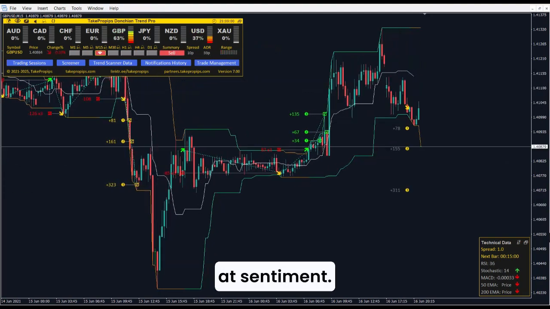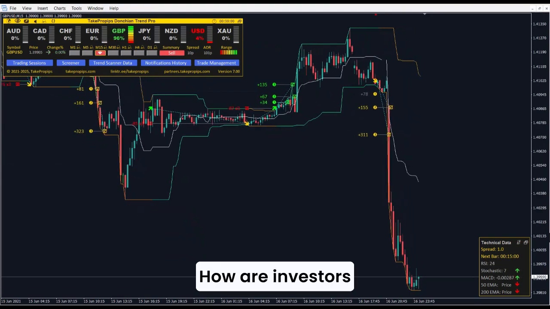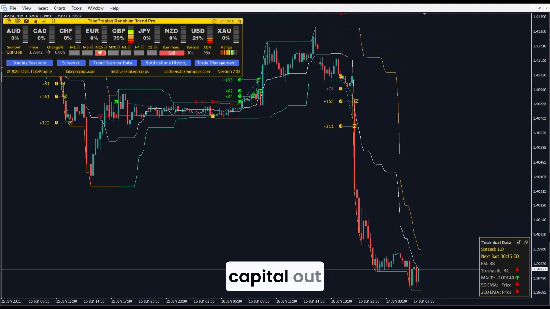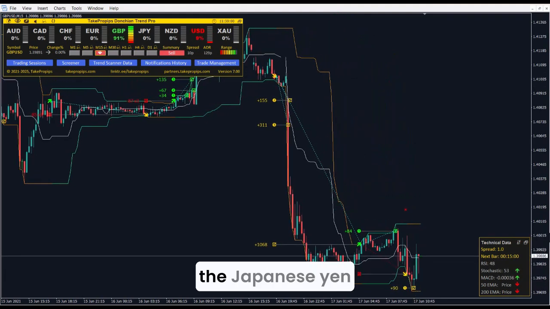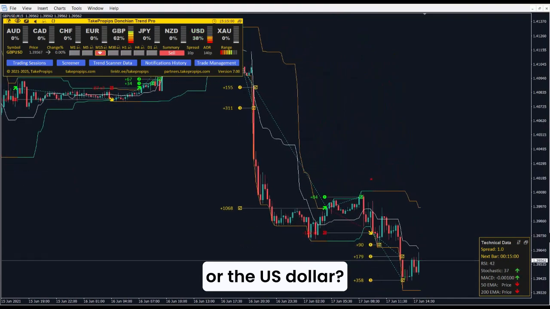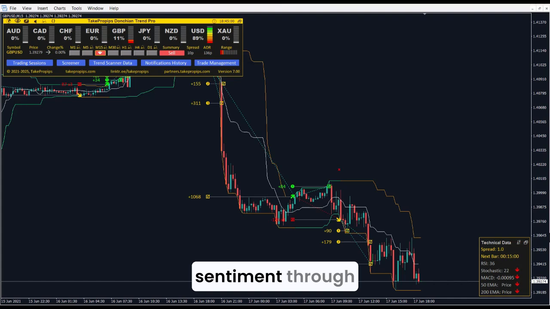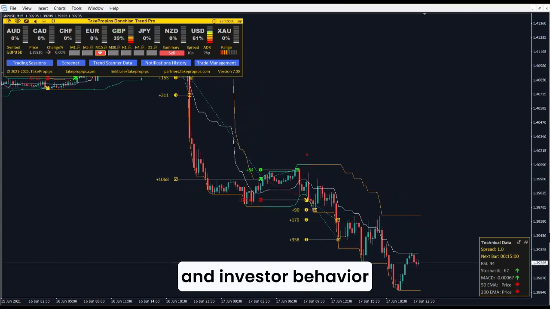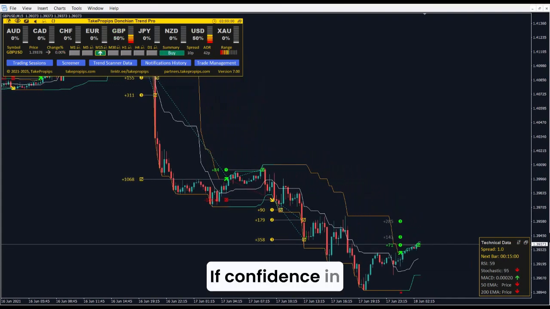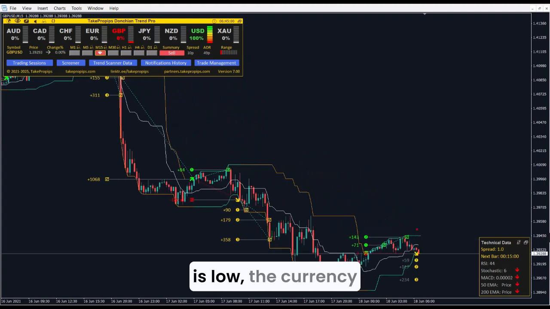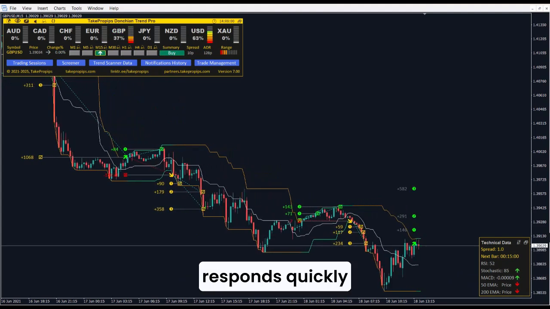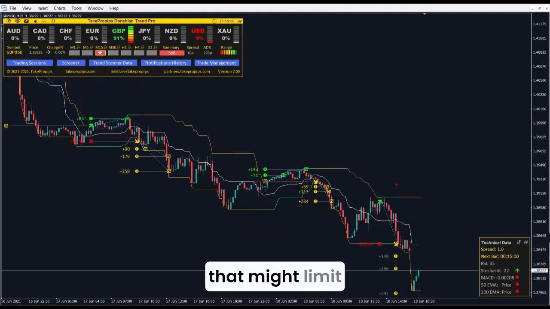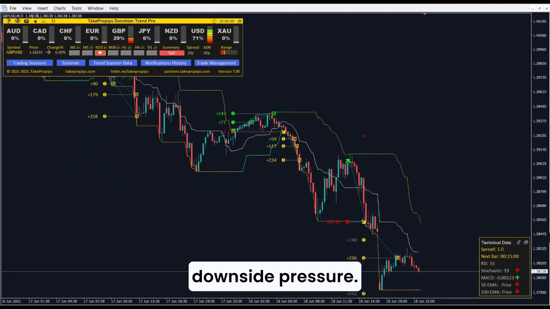Next, we look at sentiment. How are investors reacting? Are they pulling capital out of the country? Are they flocking to safe haven currencies like the Japanese yen or the US dollar? Tracking market sentiment through news feeds and investor behavior is key. If confidence in a country's recovery is low, the currency usually takes a hit. But if the government responds quickly and effectively, that might limit downside pressure.